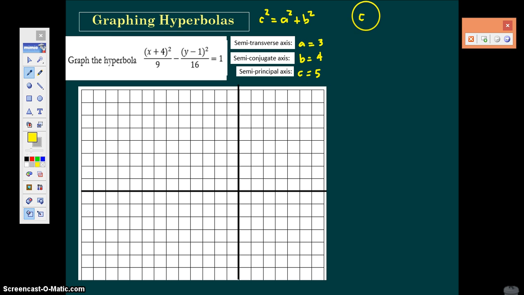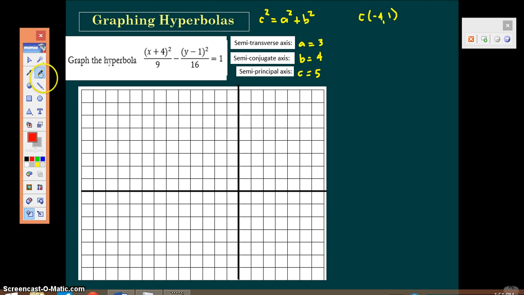Now, let's begin with the center. The center of the hyperbola is of course (h, k), so it's negative 4, 1. Let's plot the point. Negative 4, 1: 1, 2, 3, 4, 1.